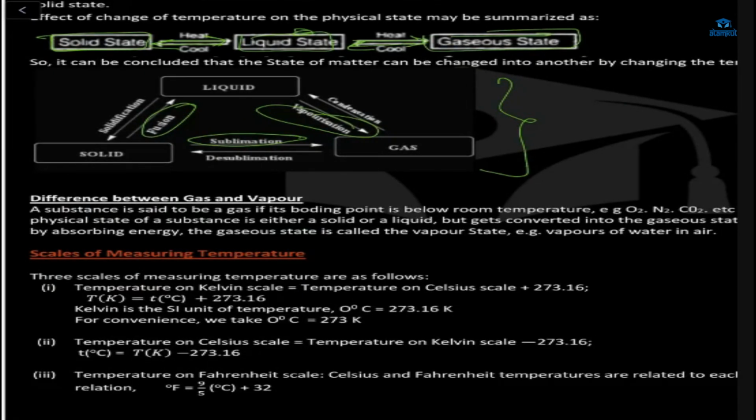Now, scales of measuring temperature. There is a formula for measuring temperature. There are three scales. Temperature on the Kelvin scale is equal to temperature on Celsius plus 273.16. So it will be like this.